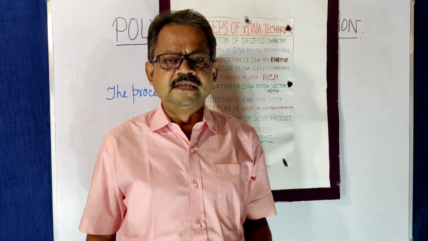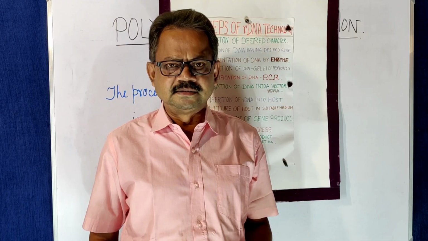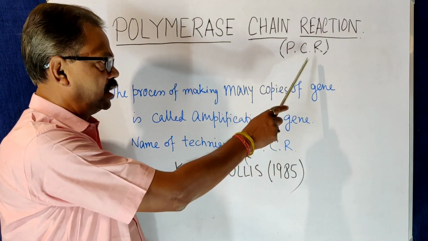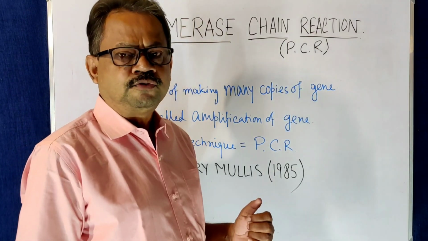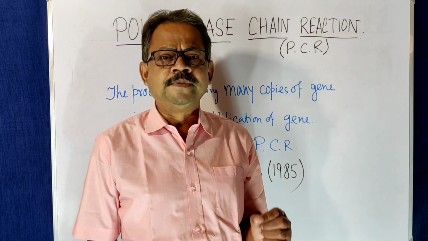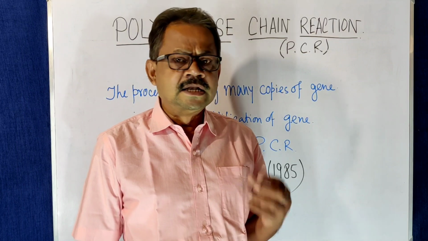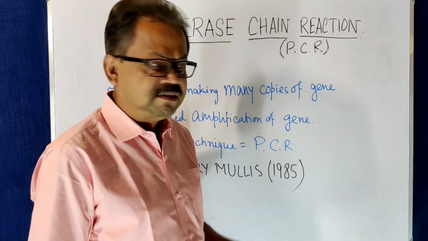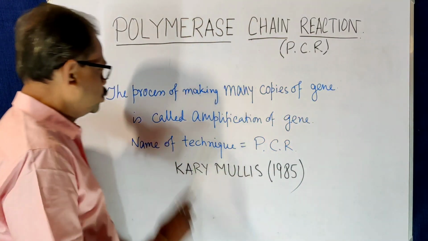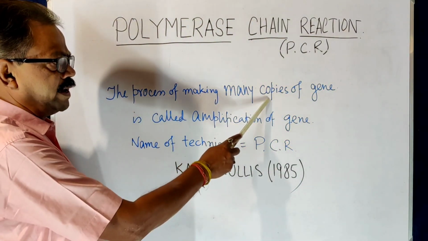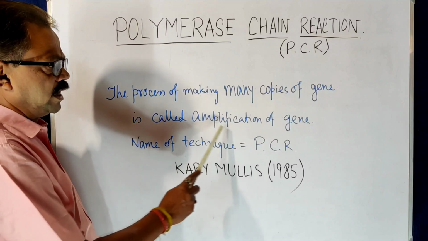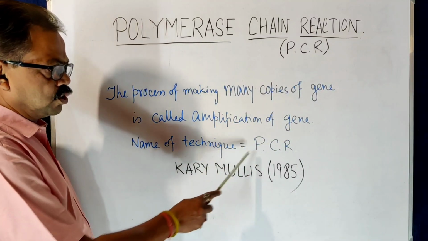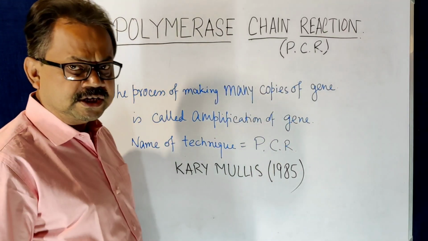Today's topic is polymerase chain reaction. Polymerase chain reaction, in short, is called PCR. By the process of gel electrophoresis, we have got small pieces of the desired gene. Now, these genes are to be copied in several numbers by this process, PCR. The process of making many copies of a gene is called amplification of the gene, and that is done by a technique called PCR, meaning polymerase chain reaction.